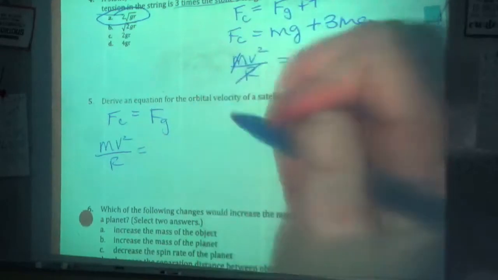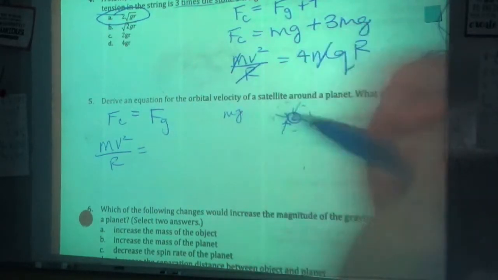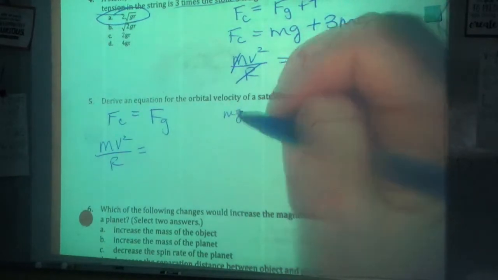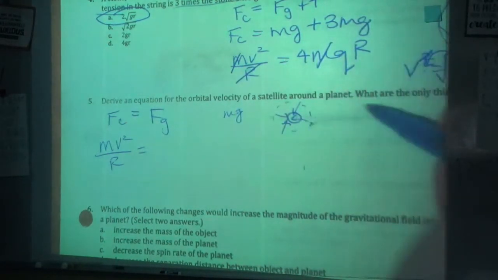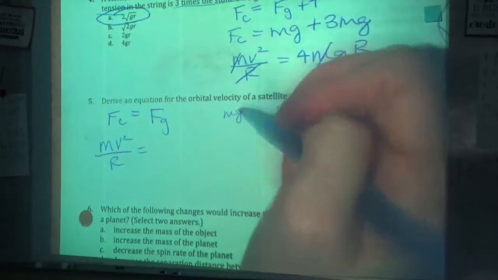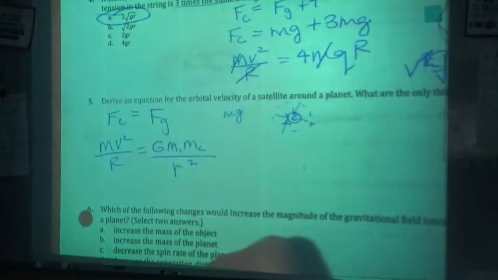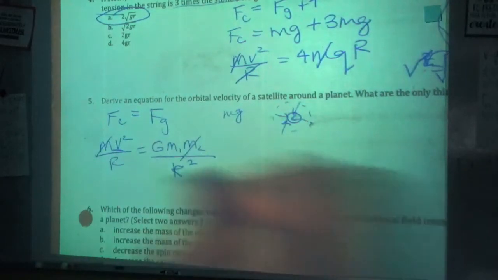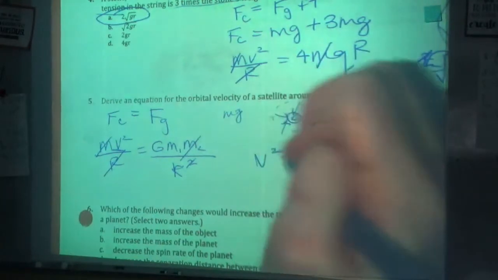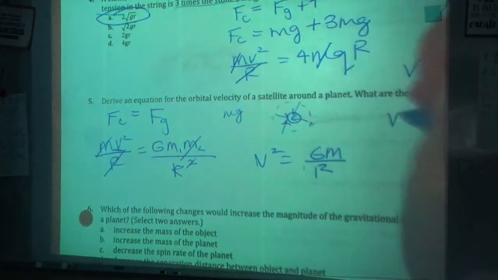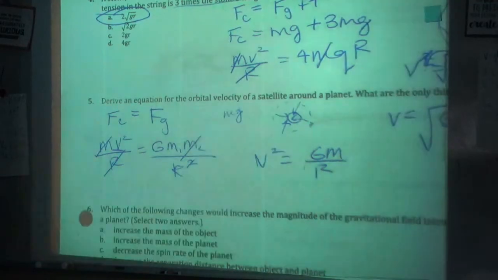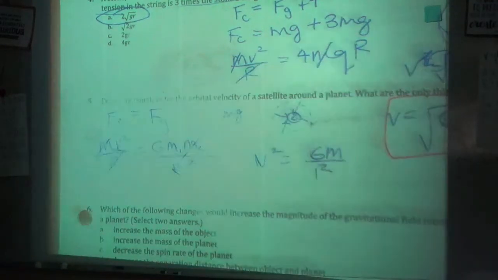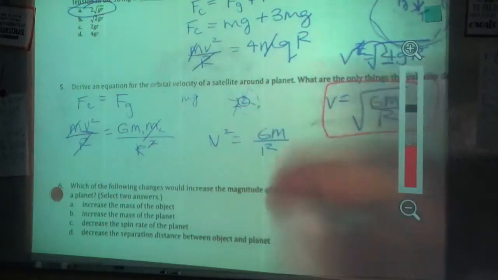So mv squared over r equals, now force of gravity is mg, but little g depends on things, right? We only know little g for the surface of the Earth. We don't know it for around a different planet at a different radius. So instead of using m little g, let's use the force of gravity equation that's true for all planets at all distances. And then we are solving for velocity. So one of the masses cancels out. One of the radiuses cancels out. So I have v squared is GM over r. So then v is square root of GM over r. That would be my velocity equation for something orbiting around a mass, in this case a planet, etc.